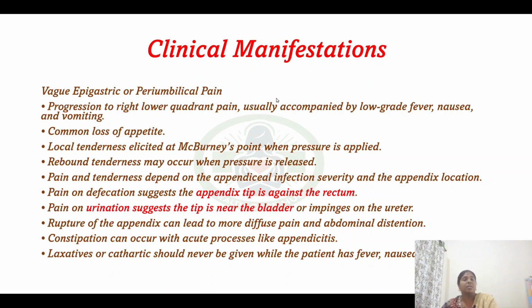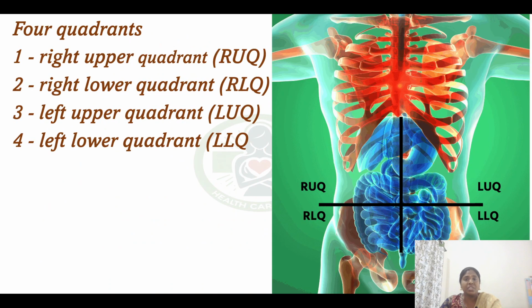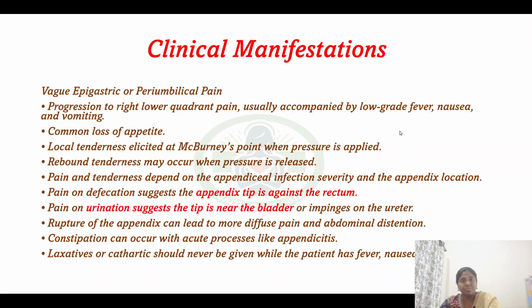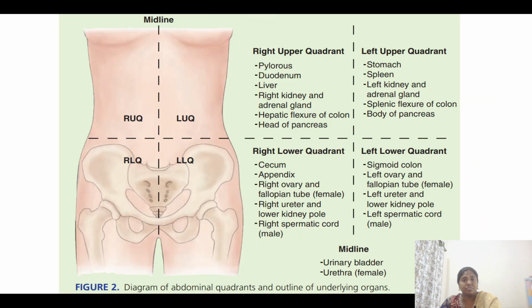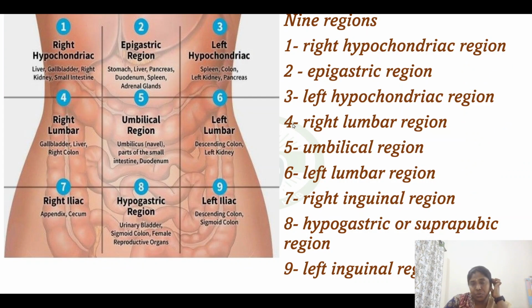When you look at the clinical manifestations of appendicitis, the patient will have a vague epigastric pain or periumbilical pain. So here you can find this epigastric region. Let me also show, along with the 4 quadrants, these 9 regions which we have to know when it comes to appendicitis.